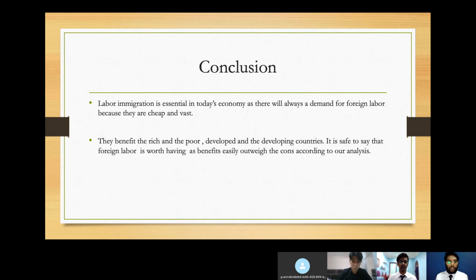Thank you, Goh Kim Wei. Okay, for the conclusion, labor immigration is essential in today's economy as there will always be a demand for foreign labor because they are cheap and vast. The reality of immigration and its benefit to the economy is not matched by a shift in attitude towards foreigners who settle in the country.